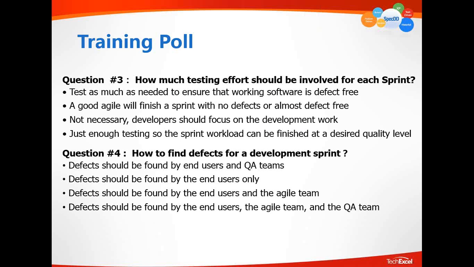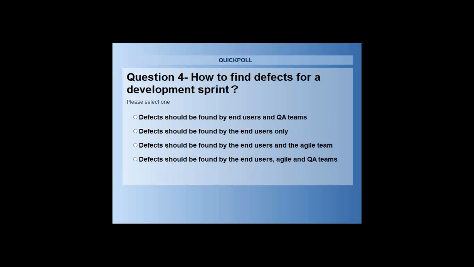How to find defects for a development sprint? Option 1: defects should be found by the end user and the QA team. Option 2: defects should be found by the end user only. Option 3: defects should be found by the end user and the agile team. Option 4: defects should be found by the end user, the agile team, and the QA team.